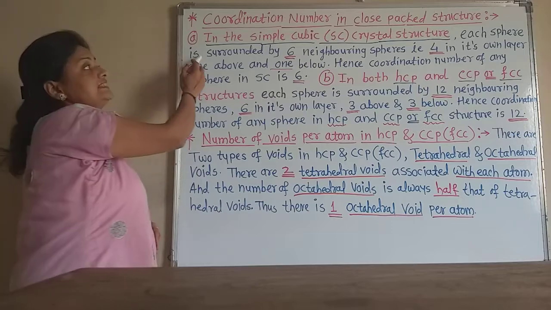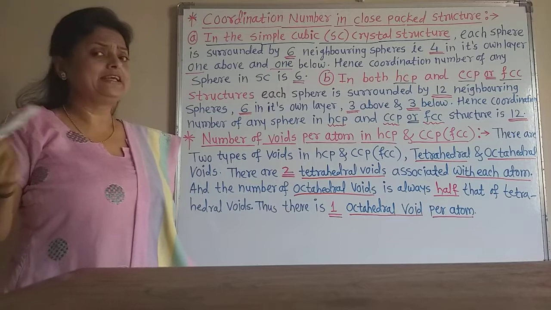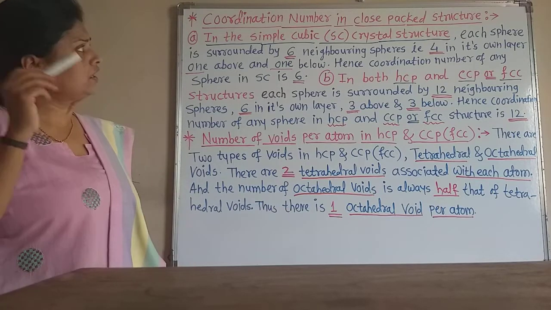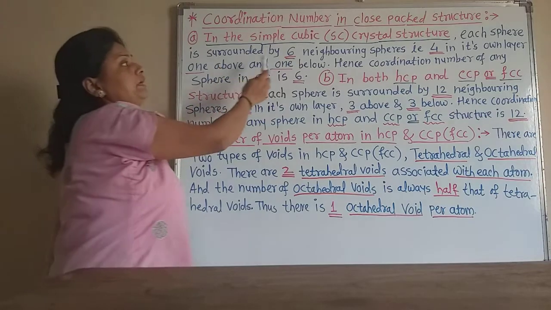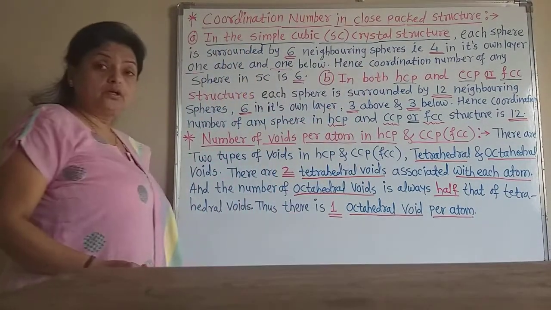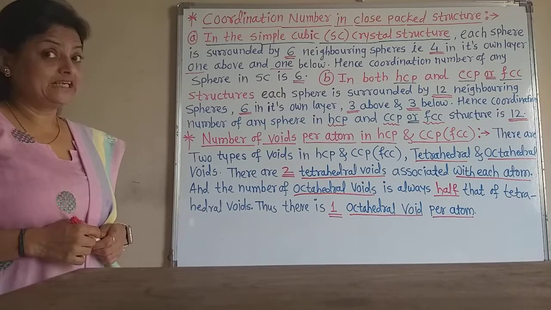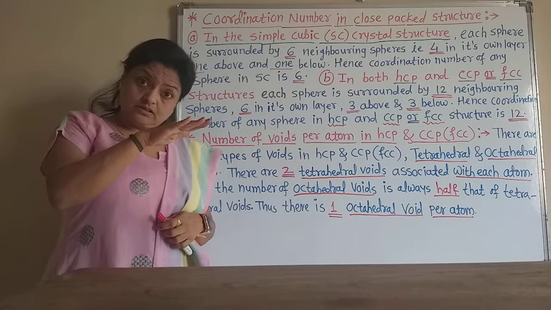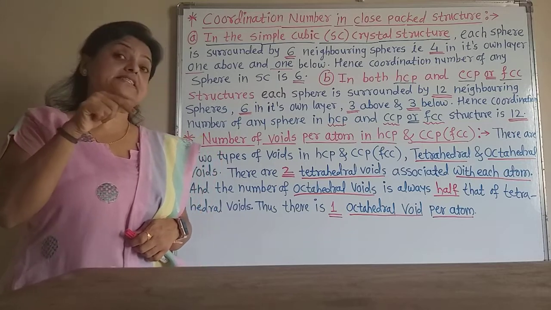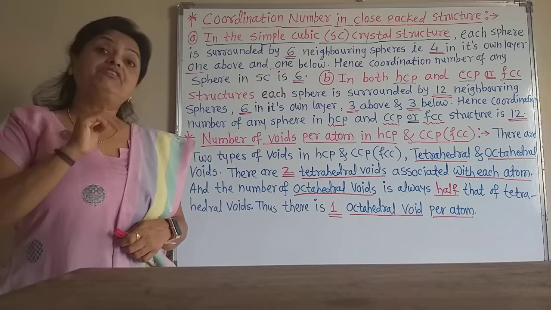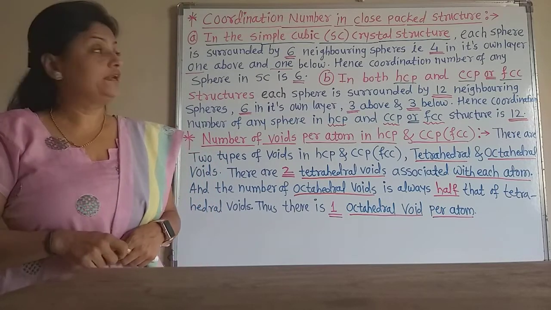The first one is the simple cubic, that is SC. It is also called SCC, simple cubic crystal, or only SC, the simple cubic. So in the simple cubic crystal structure, we already know that the coordination number is 6, because in its own layer there are 4 spheres that touch the given sphere, and one is above and one is below. So 6 is the coordination number.